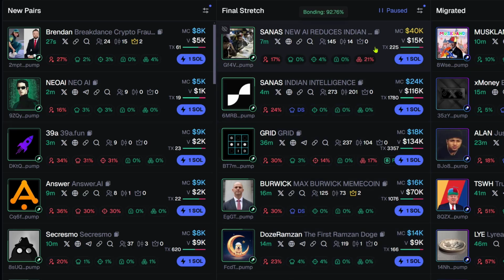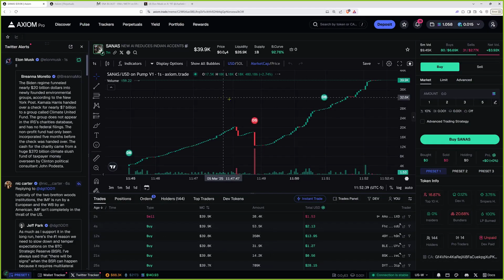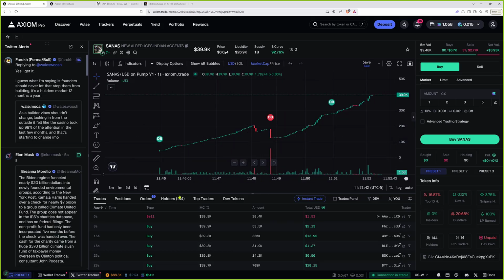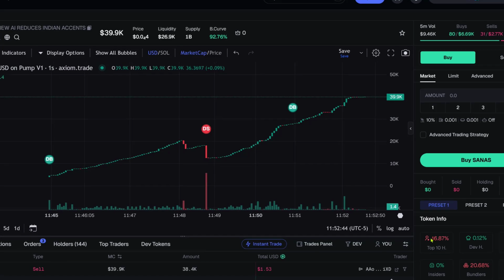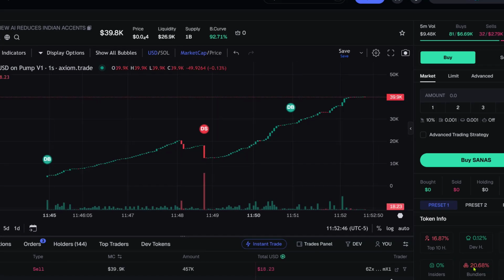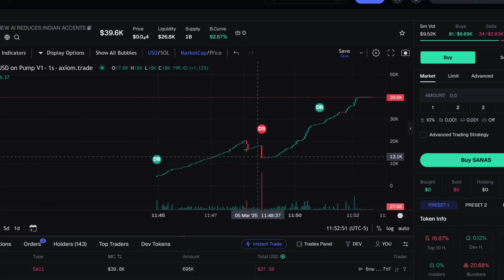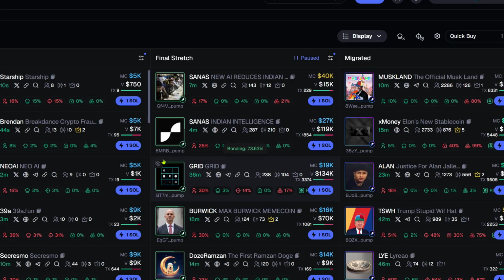So let's take a closer look at this to see where we stand. And right off the bat, this is very sketchy. 144 people, 16, 20. It looks sketchier at 20% bundlers with 16% insiders. I don't really want to mess with that.